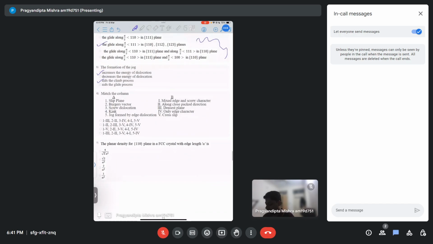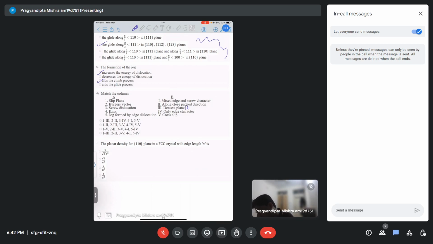Next question. Match the column. So they have given us some options. We have to match and see which are the correct ones. Slip plane, Burgers vector, screw dislocation, kink, and jog formed by edge dislocation. These are the options. So for slip plane, which is the correct option? Slip plane is the densest plane, right? That is the only option which is correct. So we can say this is one.